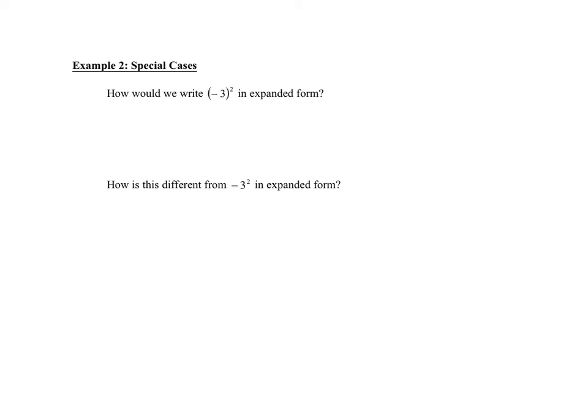Now let's look at a special case that students tend to get confused at times. How would we write negative 3 to the 2nd power in expanded form? Well, notice it's in parentheses. So this is your base, negative 3, and your exponent is 2. You're going to rewrite it using the parentheses: negative 3 times negative 3. A negative times a negative gives us a positive, and 3 times 3 is 9. Therefore, your answer is 9.